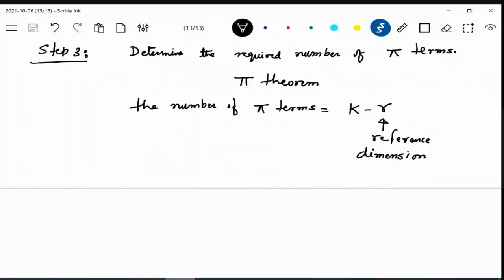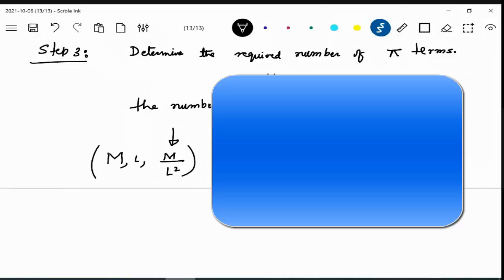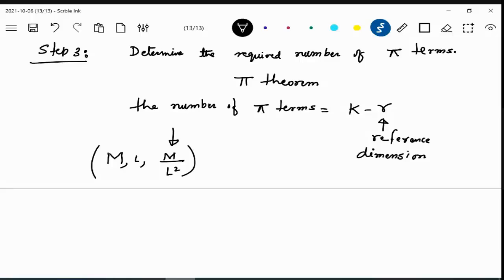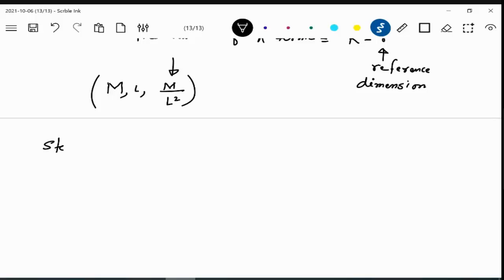For example, if you have three basic dimensions, so let's say you have this situation. In this case, the reference dimension is 2 only because you have M, another L. So basically these are not independent. So this part is not independent. So in this case, you have only 2 reference dimensions. In other cases also it is possible that a reference dimension can be less than the basic dimension. So this is your step 3 and this is your step 4.